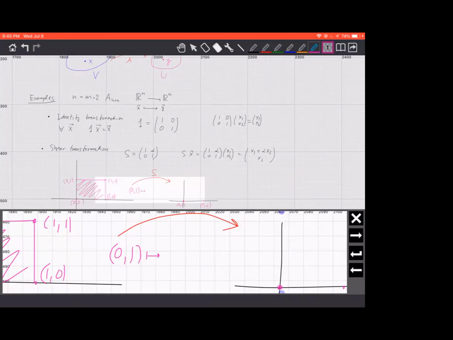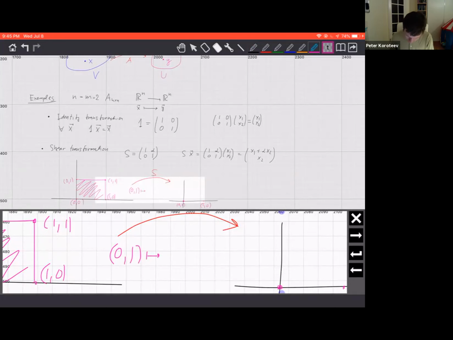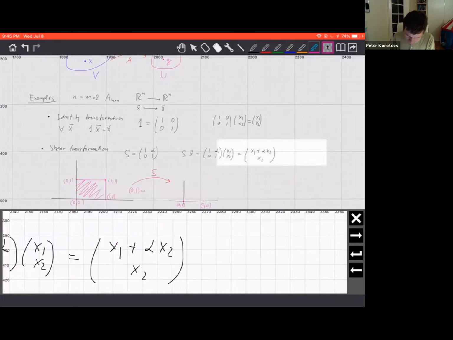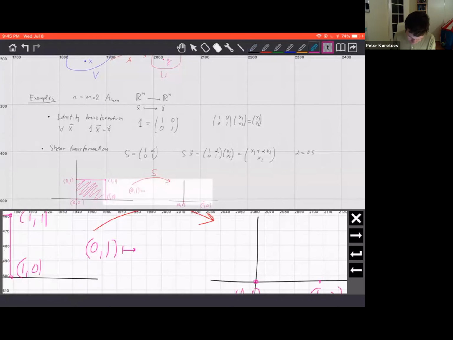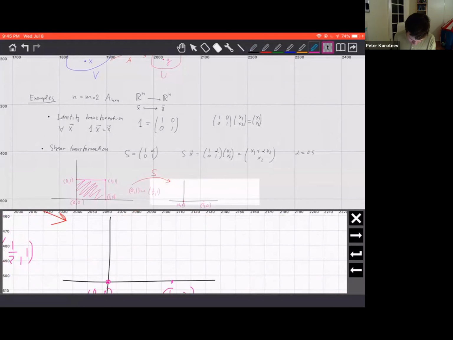Two, one. Well, I mean, it's alpha. It's not 2, it's alpha. It's just a coefficient. But just for the sake of argument, let's put the value of alpha to be equal to maybe 0.5. Then it will be, as you said, 1/2 and 1. So it will go like here.